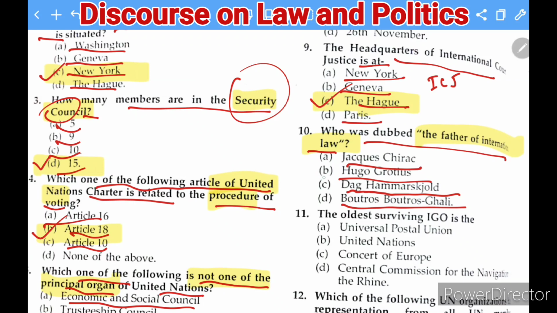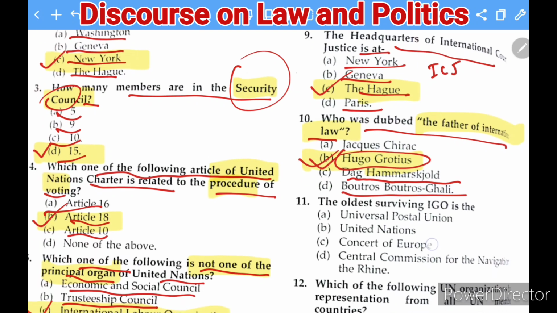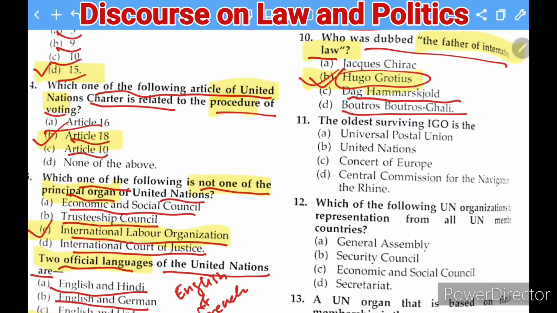The right answer to this question is Hugo Grotius. Sorry, I need to make it more clear. So the right answer is Hugo Grotius. Actually I cut that one, therefore I removed this. Okay, now the right answer is here, Hugo Grotius. This is the correct answer. Moving to the next question.